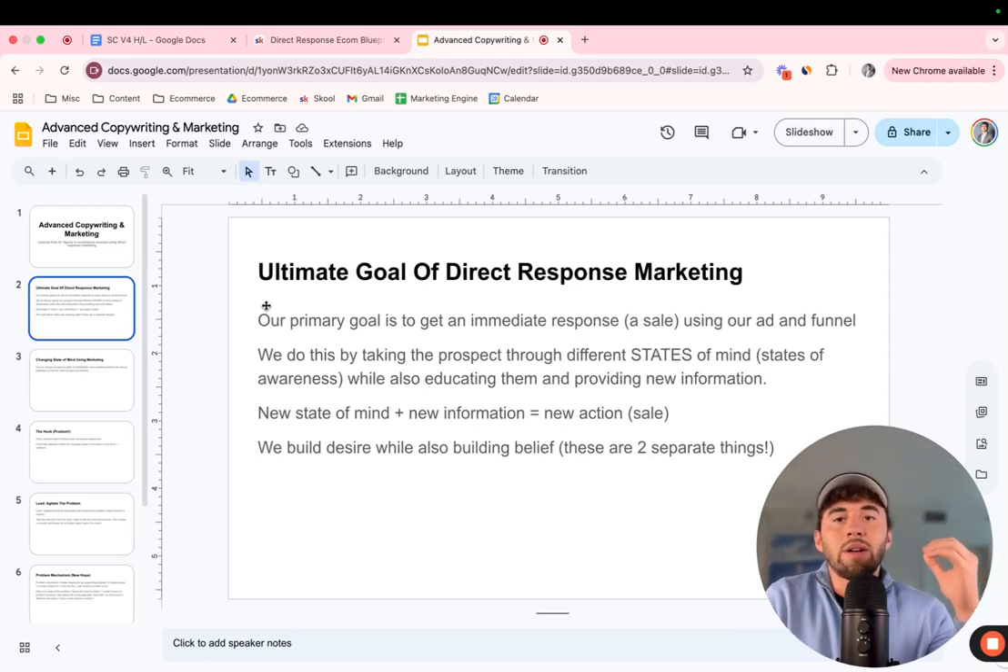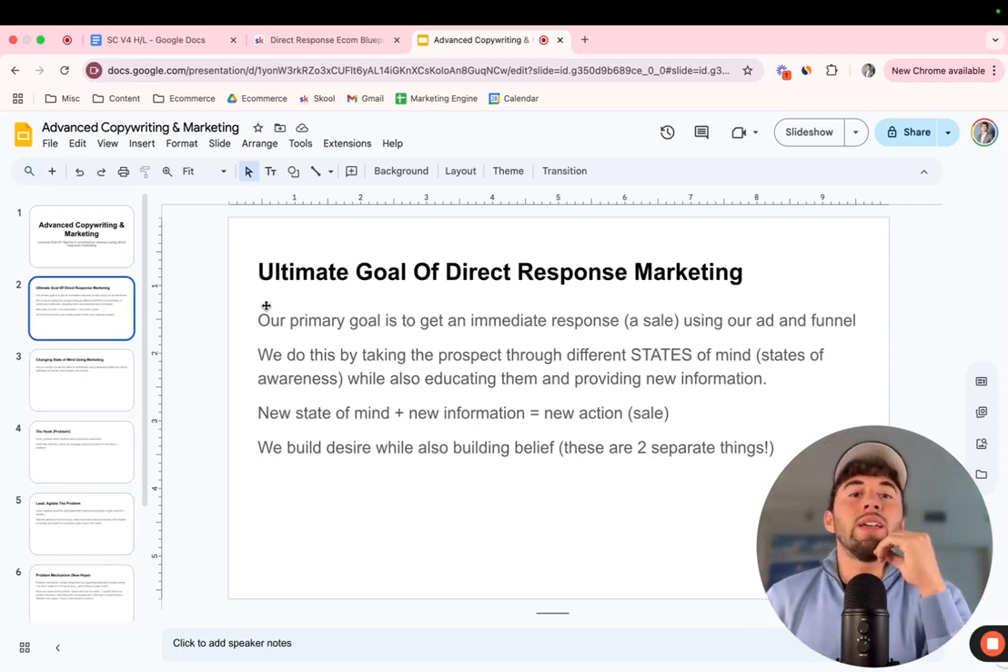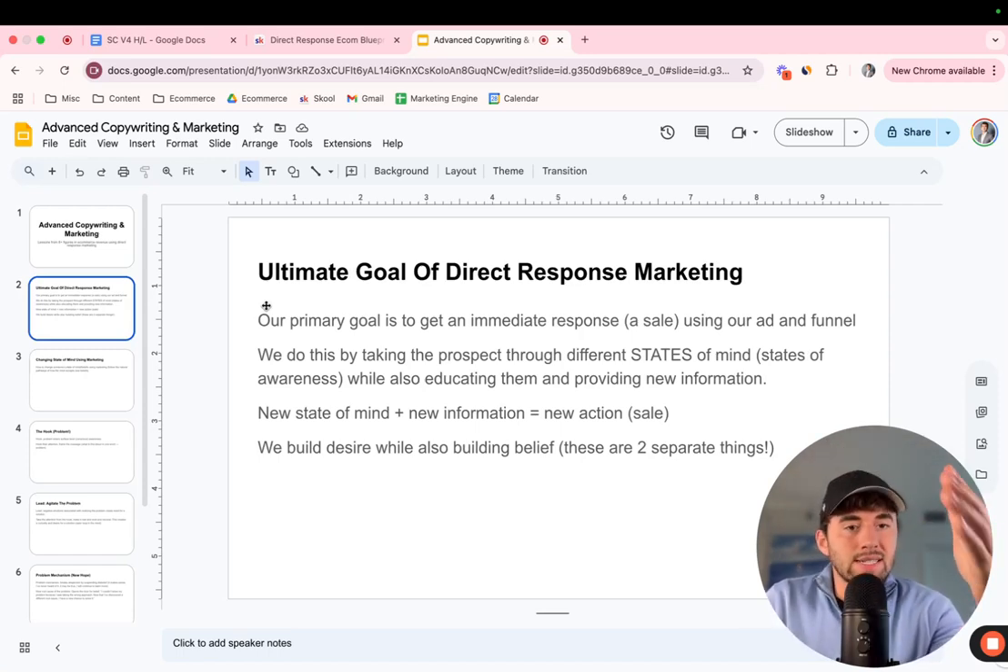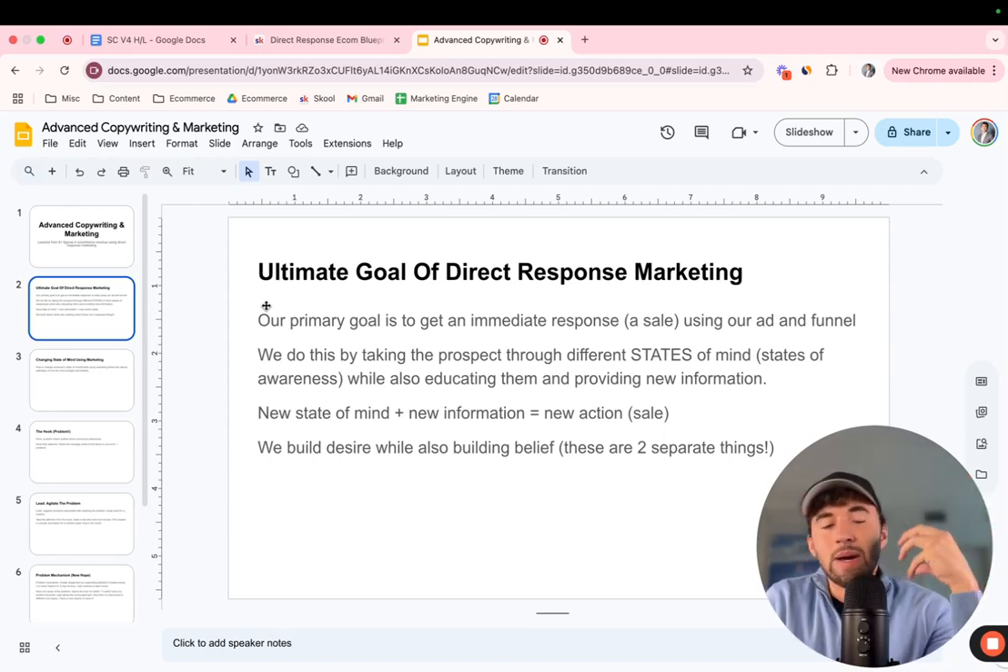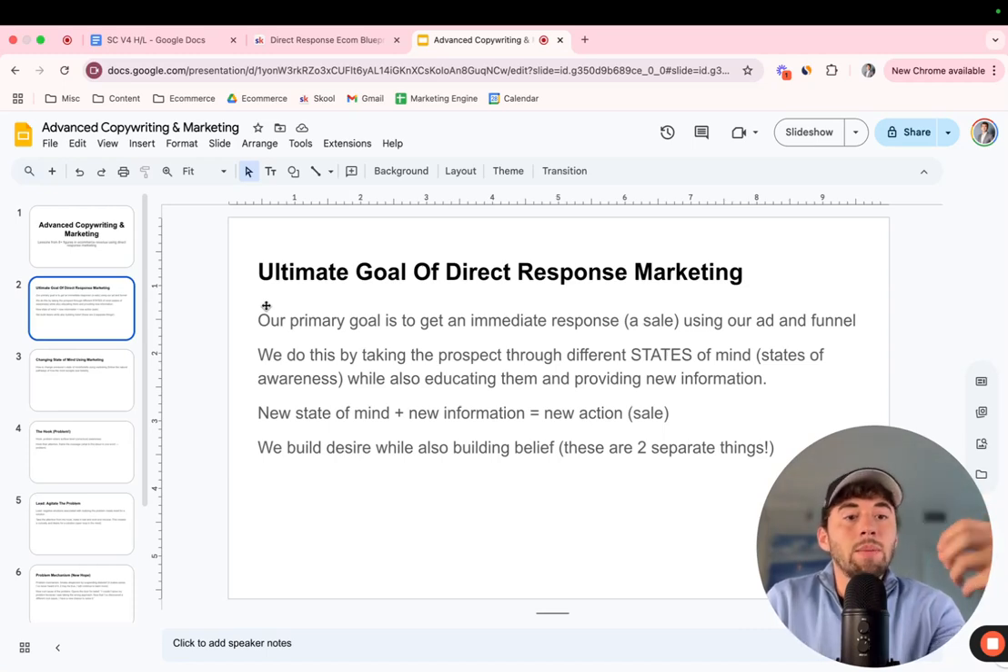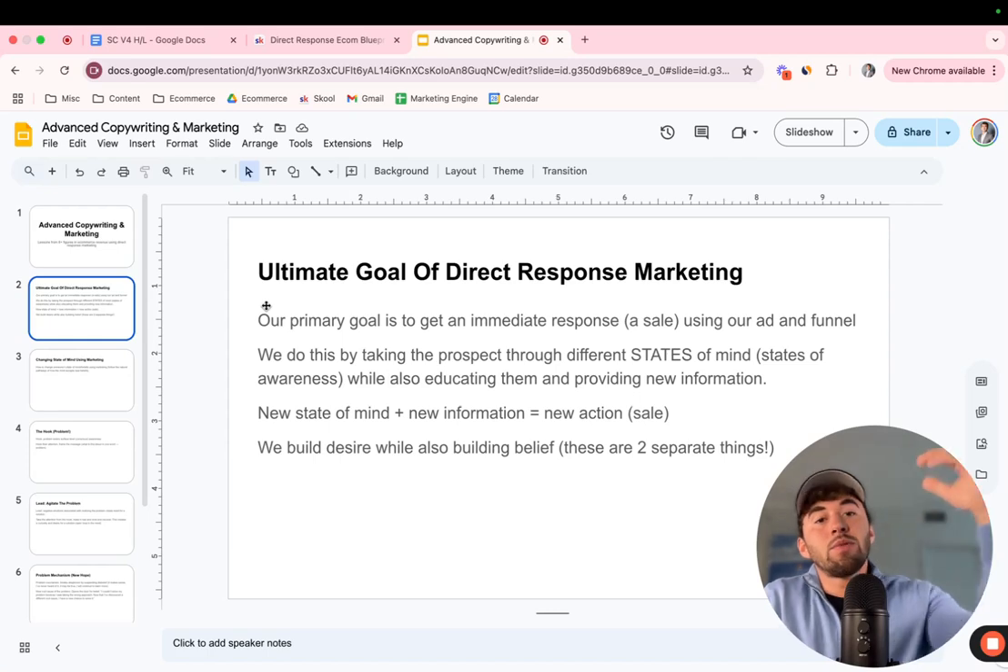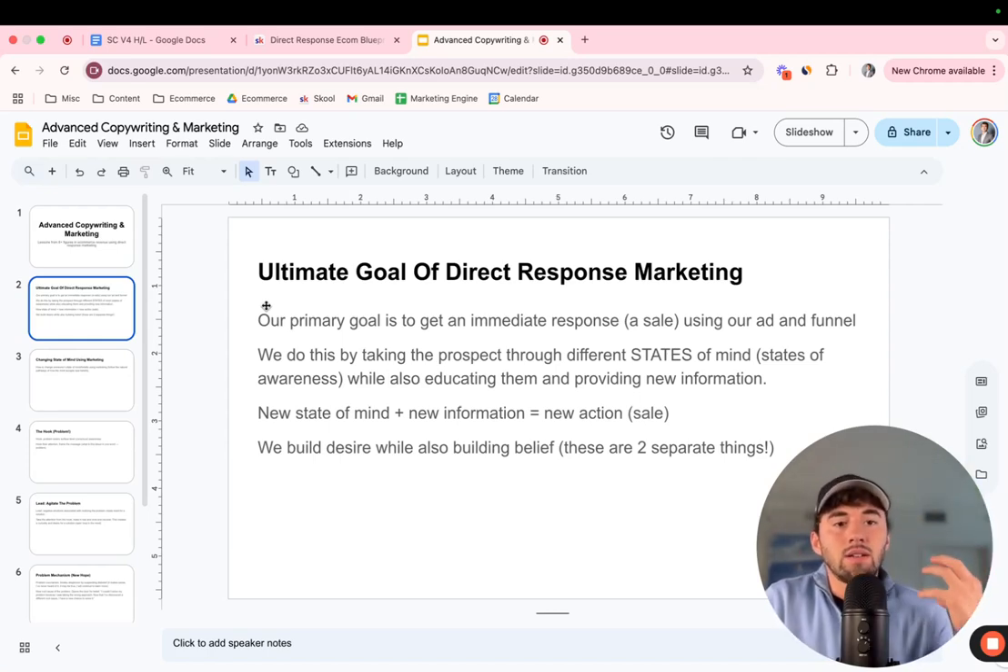And then just to wrap it up, the ultimate goal of direct response marketing is to get an immediate response, specifically a sale, just using our ad and our funnel. So we want the response now. We want to spend money to acquire the customer, to show them the ad, and we want them to buy. And we do this by taking them through those states of mind that I shared: problem, agitation, suspension of disbelief, hope for a solution, desire, and then action.